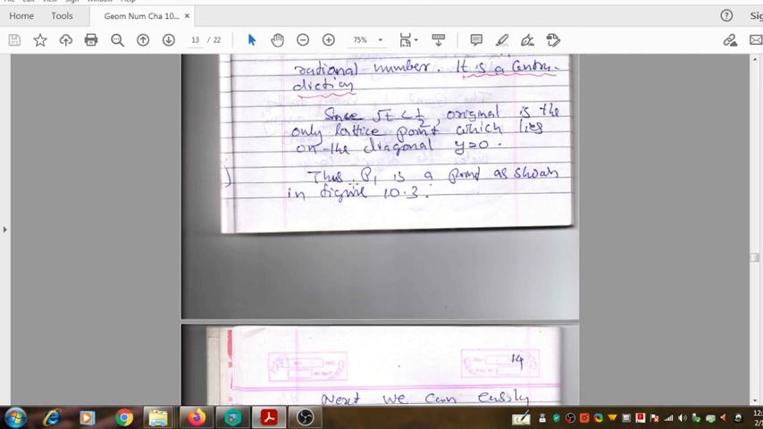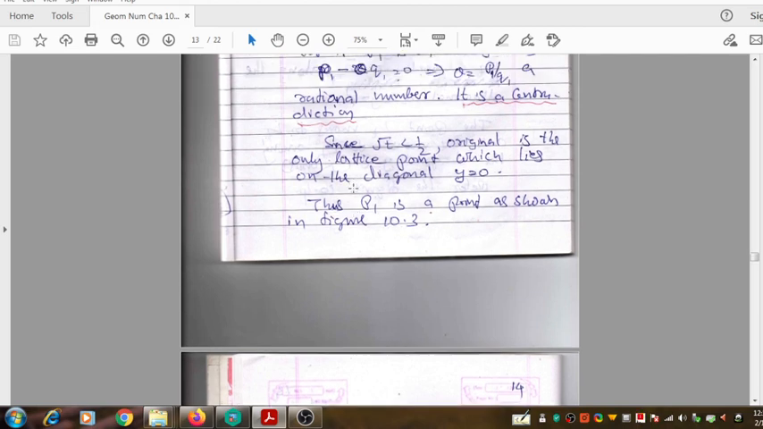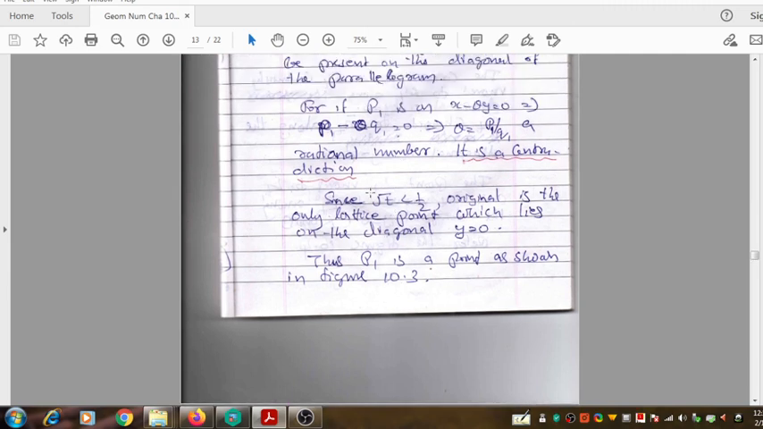And since root t is less than 1/2, how do we get this? In the starting part, we have established that root t is always less than 1/2. Since root t is less than 1/2, the origin is the only lattice point which lies on the diagonal y equal to 0.